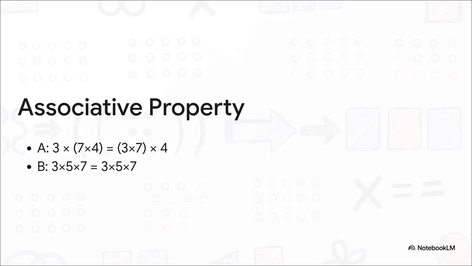The crucial point here is how the groupings shift. Let's look at option A. 3 times the group of 7 times 4 equals the group of 3 times 7 times 4. The numbers 3, 7, and 4 are in the exact same order on both sides, but the parentheses actually moved. Option B just repeats the exact same equation without any grouping changes whatsoever. So option A perfectly demonstrates the associative property.